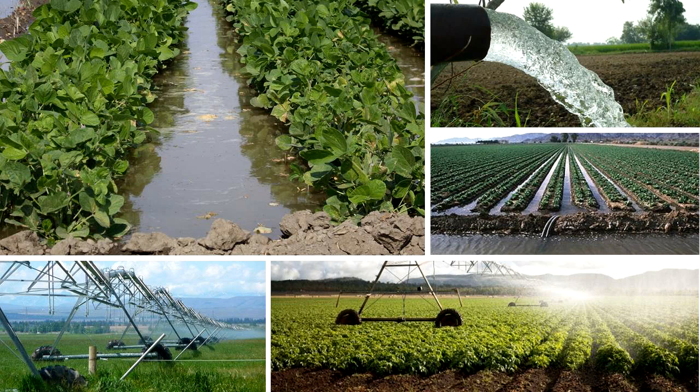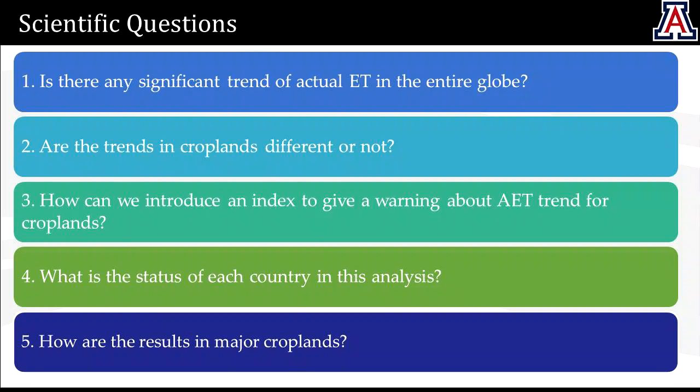Actually, it is important for irrigation scheduling and developing water use efficiency in agricultural areas due to the significant relationship between soil water depletion and the evapotranspiration rate. Therefore, investigating actual ET in croplands is crucial both at local and global scales. The aim of this study is to investigate the global ET trends in croplands and their relationships with other variables.